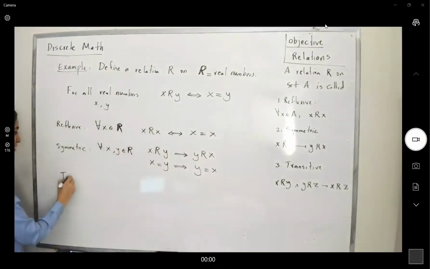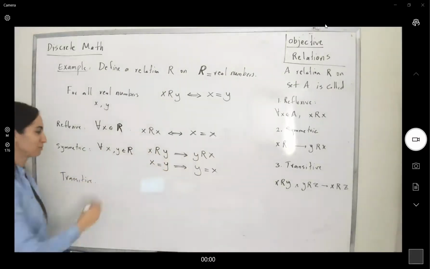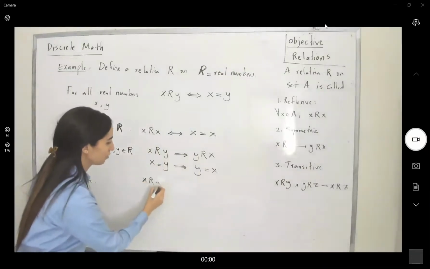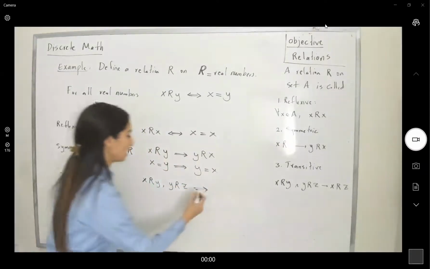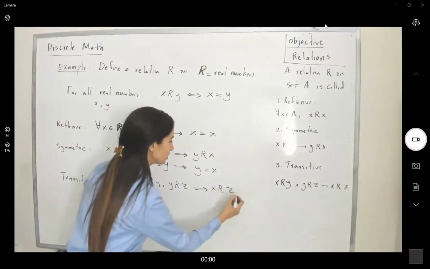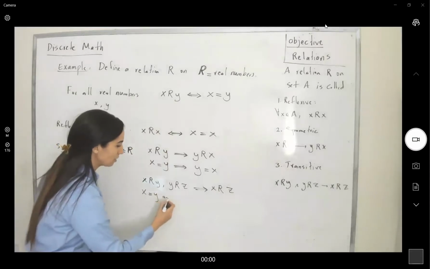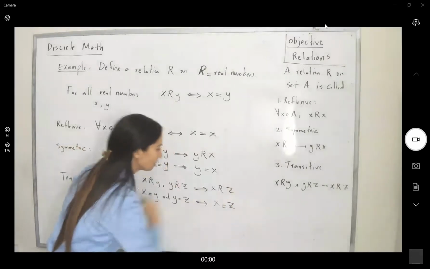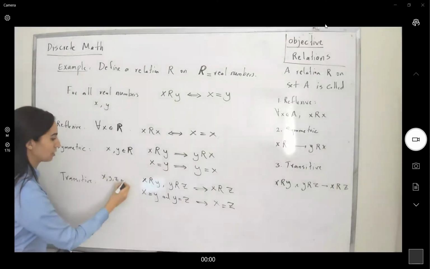And of course, it is transitive. In algebra, again, we learned that if X is in relation with Y and Y is in relation with Z, then for sure you can say that X is in relation with Z. This relation is equality. X is equal to Y and Y is equal to Z. Of course, you can say that X is equal to Z. X, Y, and Z are all real numbers.